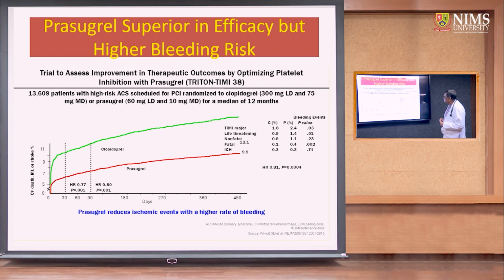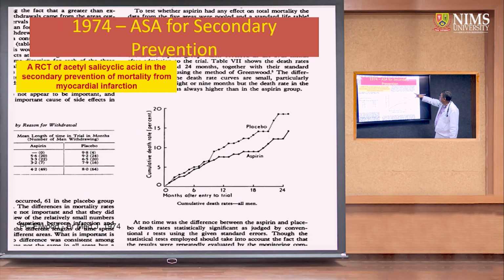So what to do? You can use another agent which has got a higher efficacy. Prasugrel is that agent that has got more efficacy. And also remember these trials. This is the Triton-TIMI. Go back. This is the randomized control trial of it. This is one classic trial that you need to know.